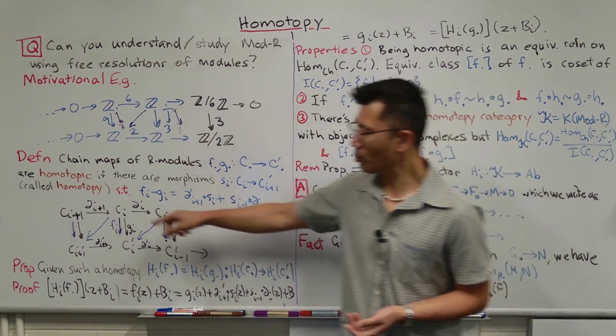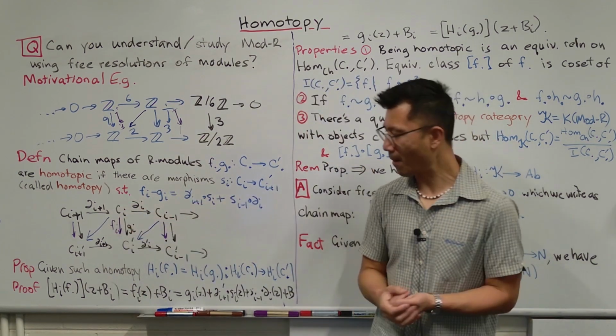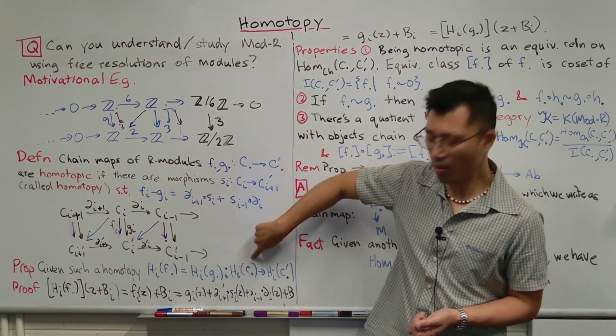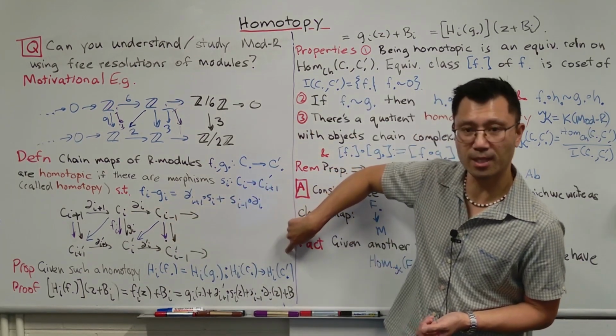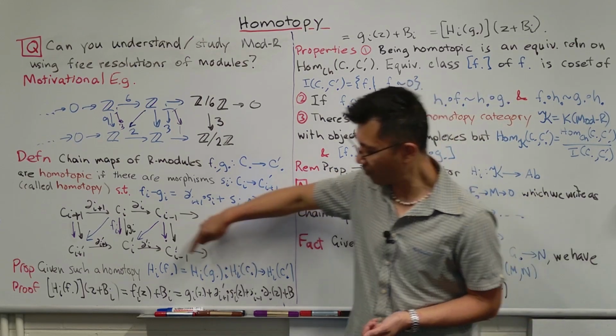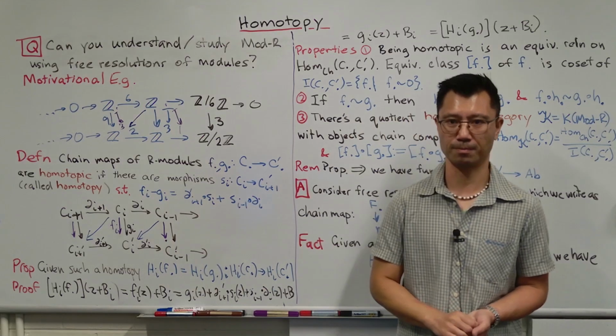Of course, when we have a chain map, remember it induces a map on homology. So H_i of f dot will go from the ith homology of C dot to the ith homology of C prime dot. And the same is true of H_i of g dot. Well, if they're homotopic, then these two are actually the same.